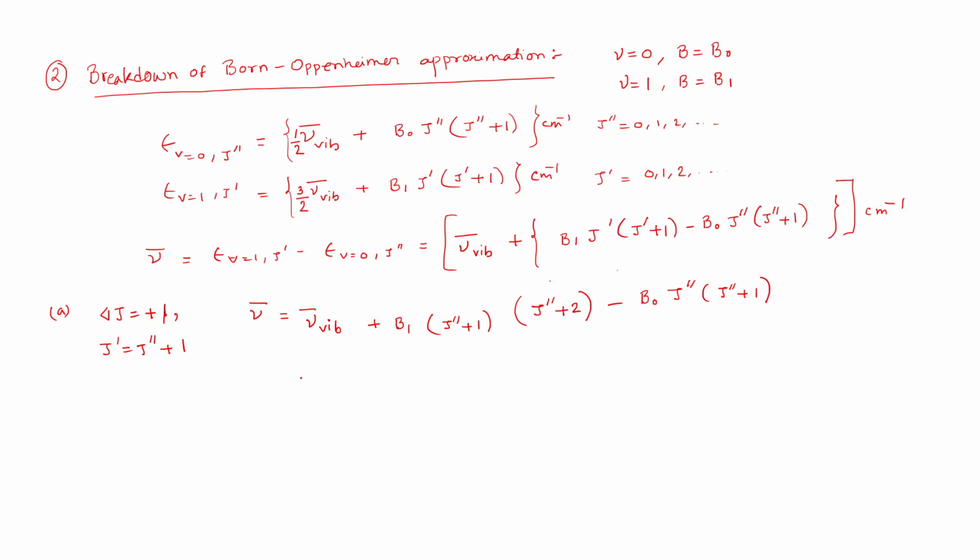Now what we can do, we can take the J double prime plus 1 common. So if we take common, what we will get? B1 J double prime plus 2 minus B0 J double prime. Okay, good. Now what we can do from here, plus J double prime plus 1.